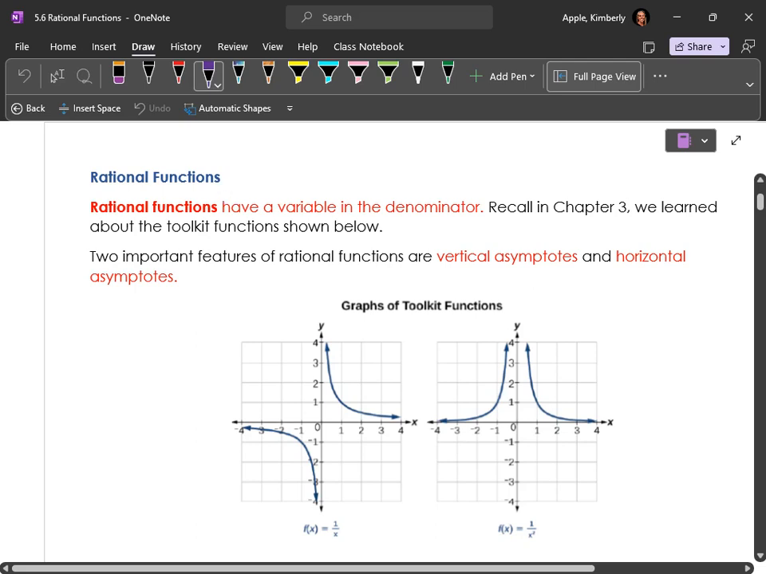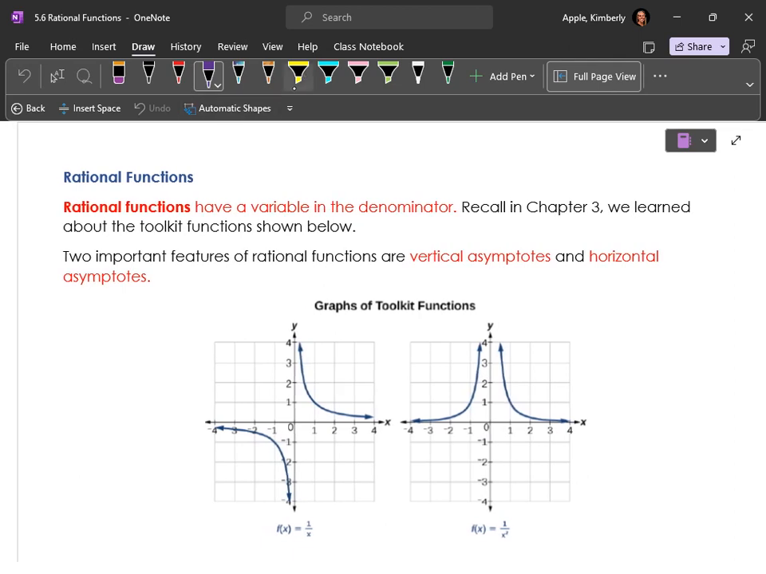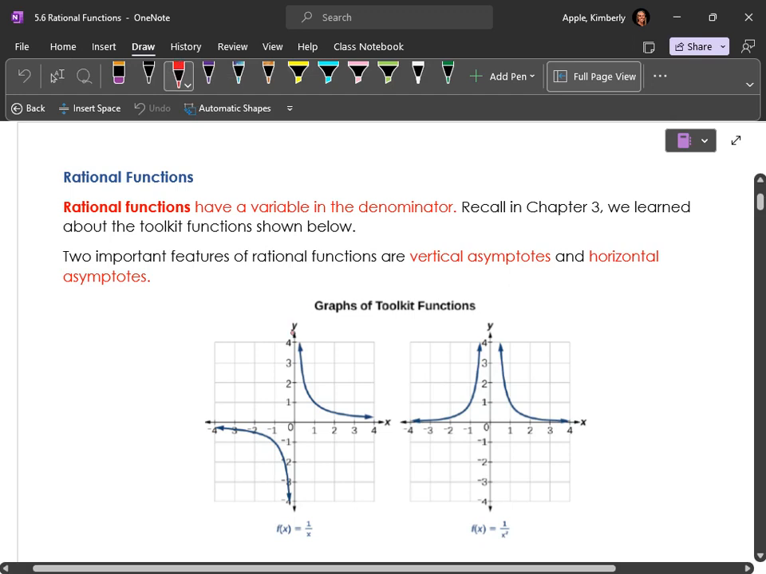Recall in chapter 3, we learned about these toolkit functions that are shown here in the graphs, the reciprocal function here and the reciprocal squared function. Two important features of a rational function are vertical asymptotes and horizontal asymptotes. Vertical asymptotes look like this. We have this imaginary line where the function doesn't cross. Notice both of these have a vertical asymptote at x equals 0. I'll just notate that there.